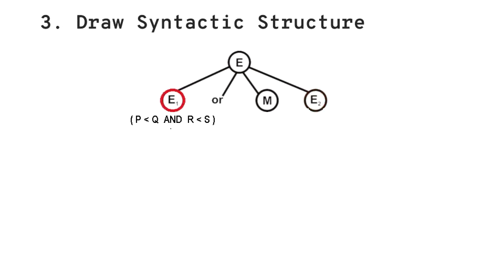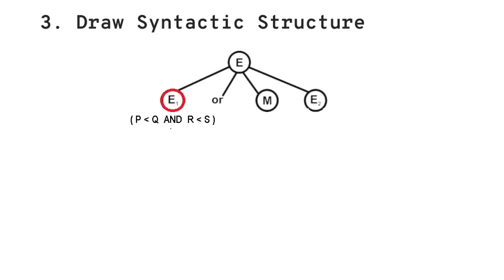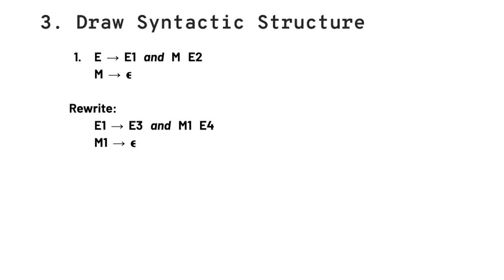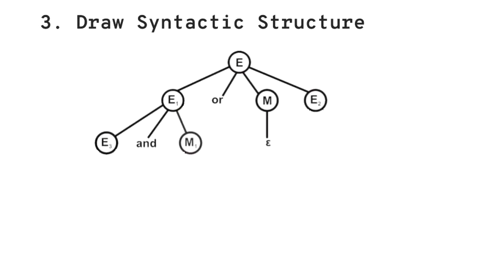Let's focus on E1, that is the first parenthesis. It contains 2 relational operators and 1 AND operator. Certainly, the highest precedence is given to the AND operator. We will draw the parse tree by its grammar, that is, E derives E1 and M E2, M derives epsilon. Here the root node for the AND operation is E1. We can change the names of non-terminals in the grammar to remove any chances of ambiguity. So we rewrite E1 derives E3 and M1 E4 and M1 derives epsilon. Here E3 is p < q, M1 leads to epsilon and E4 is r < s.